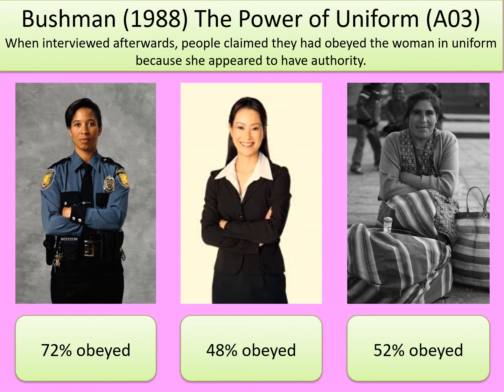The highest amount of obedience, at 72%, was for the police officer, 48% obeyed the business exec, and 52% the beggar. So this is research to support the idea that uniform is a powerful component when it comes to obedience. We are more likely to obey the commands of somebody who is in a uniform than other people.